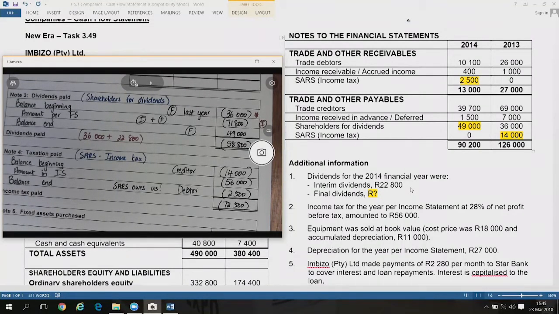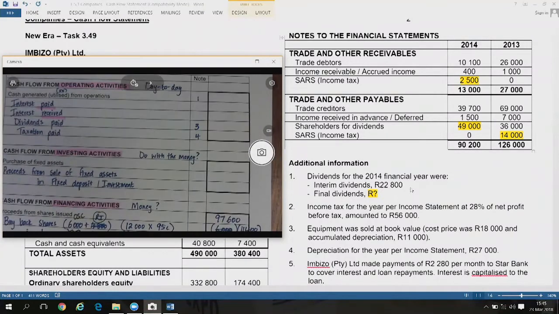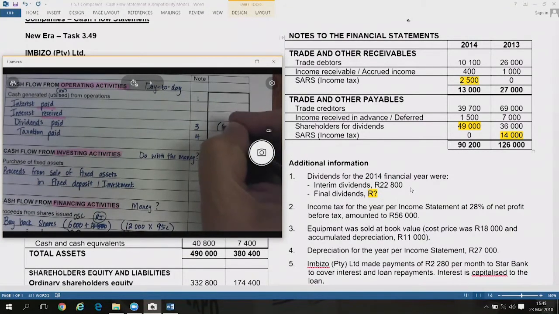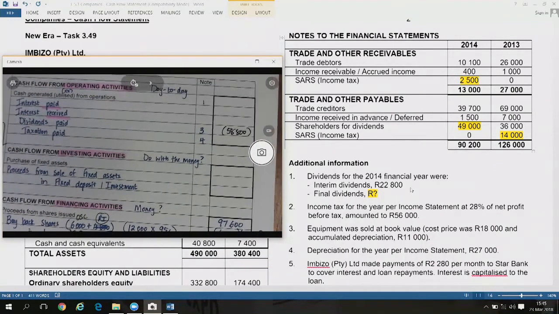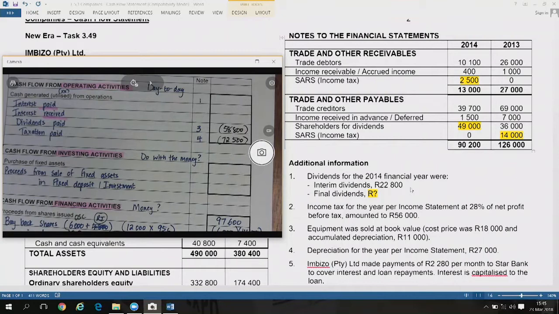Let's take this to the cash flow statement. For dividends paid, 58,800, and for tax paid, 72,500. Okay, we are done with information number 1. We are done with information number 2.